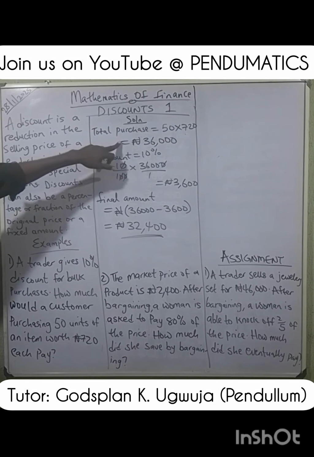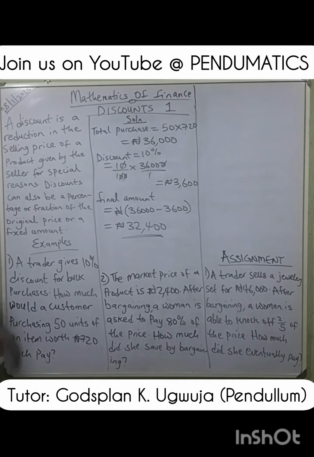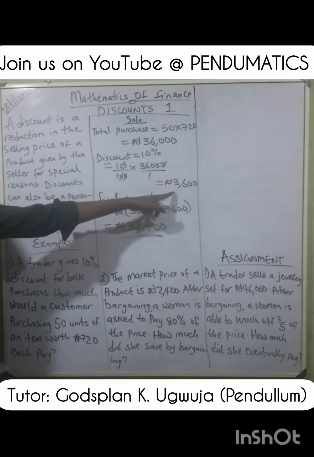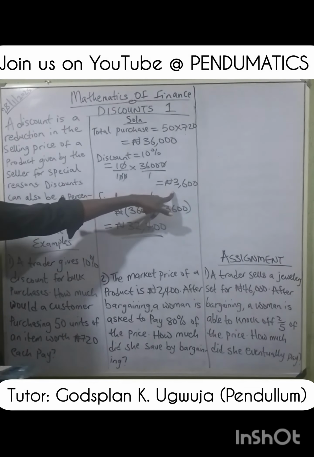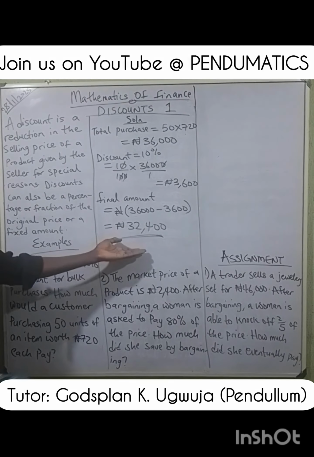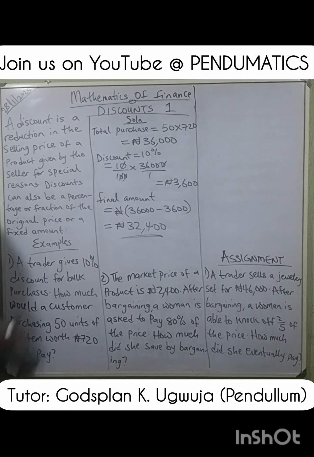All right, instead of paying 36,000, he got a discount of 10%. So you are going to remove 10%. 10% of this is 3,600. So if you remove it from the total amount, what is left is how much he's going to pay, and that is just 32,400. So like I keep emphasizing, these things are simple.